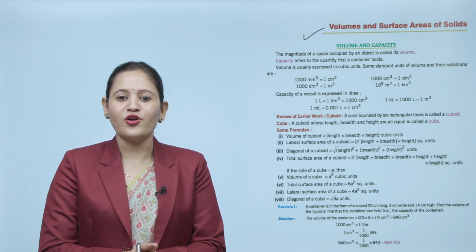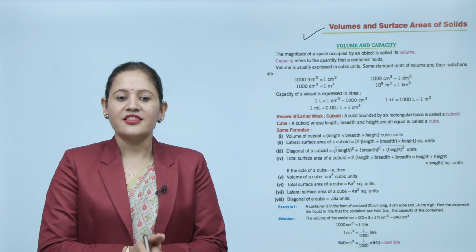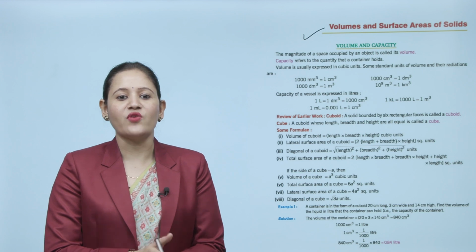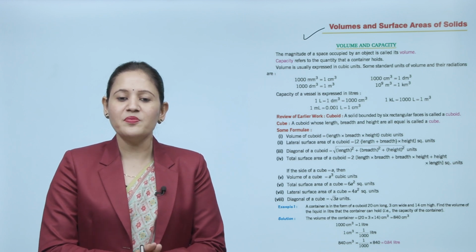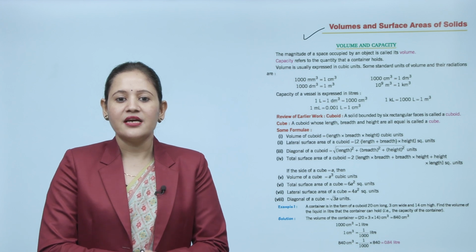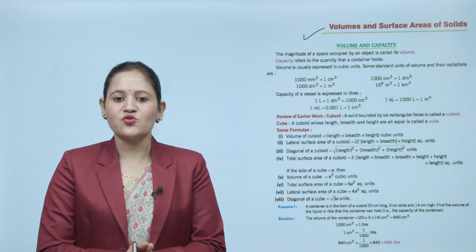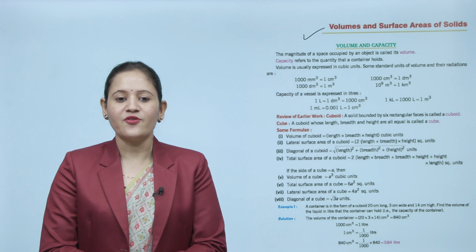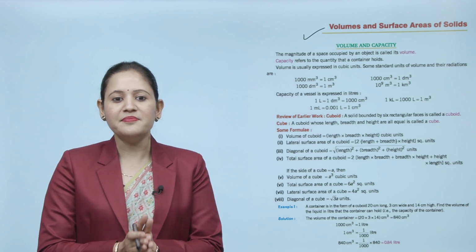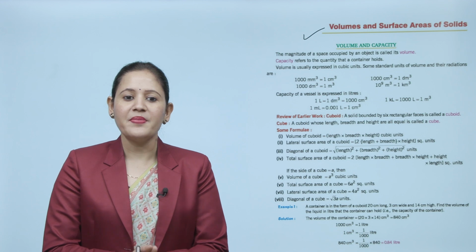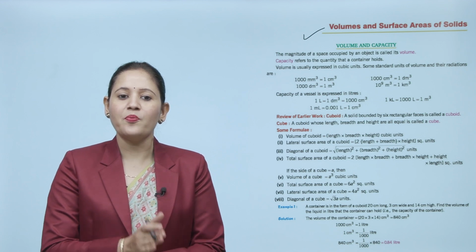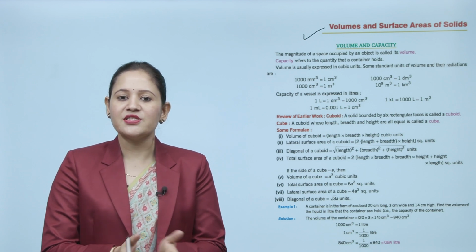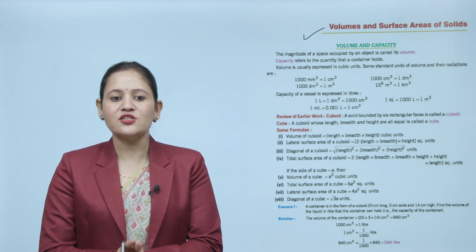Some standard units of volume and their relations are: 1000 millimeter cube equals 1 centimeter cube, 1000 centimeter cube equals 1 decimeter cube, 1000 decimeter cube equals 1 meter cube, 10 to the power 9 meter cube equals 1 kilometer cube. Capacity of a vessel is expressed in liters. 1 liter equals 1 decimeter cube equals 1000 centimeter cube. 1 milliliter equals 0.001 liter equals 1 centimeter cube. 1 kiloliter equals 1000 liter equals 1 meter cube.